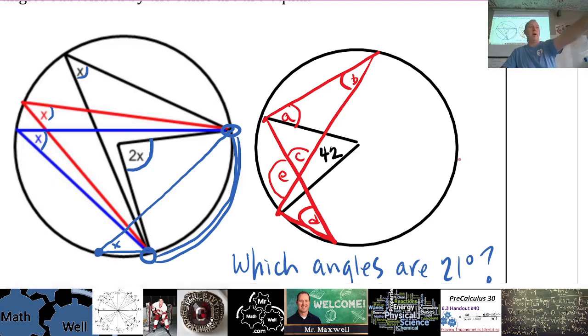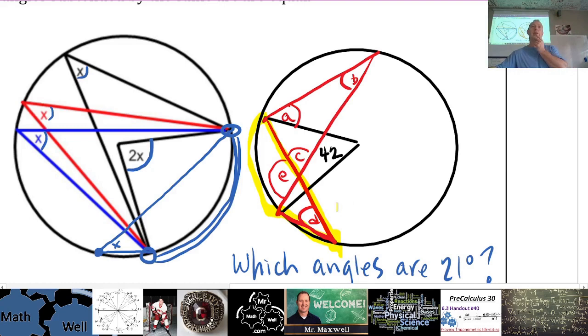Anybody? Yeah, name one. D. Who agrees with D? Okay, let's trace it. So D is, the vertex is here, and it goes from here all the way to this little point vertex from here. Does it subtend the same arc as 42? It does. Is it an inscribed angle? Yes, the point is on the circle, so that meets both conditions. D is correct. D is 21. Very good.